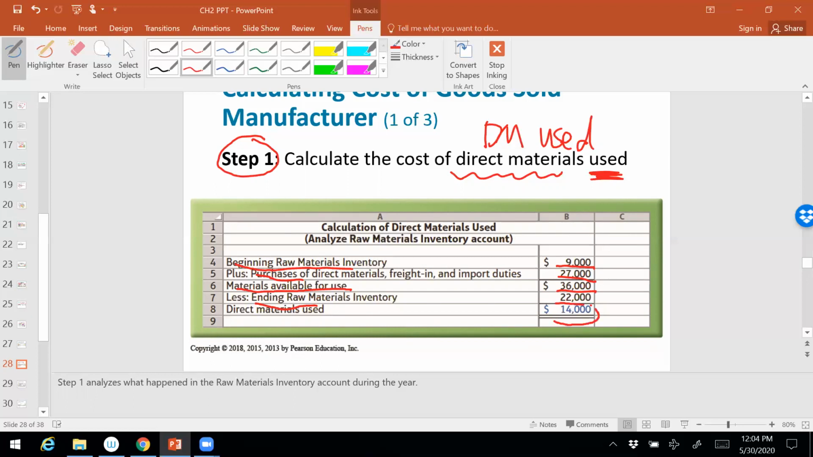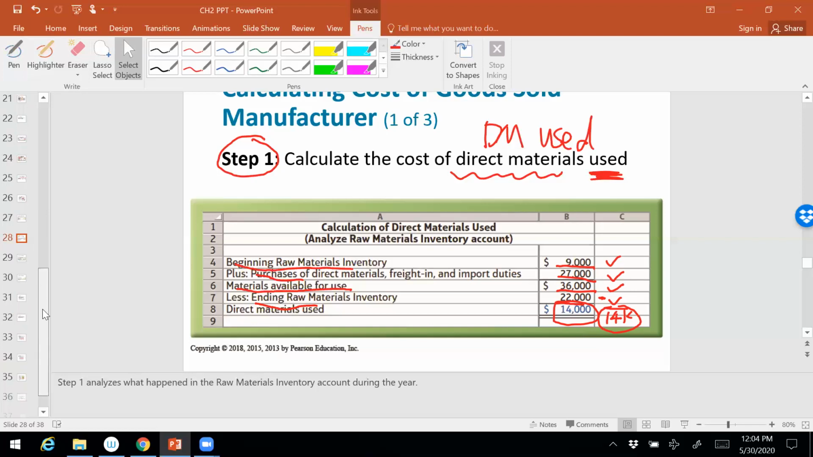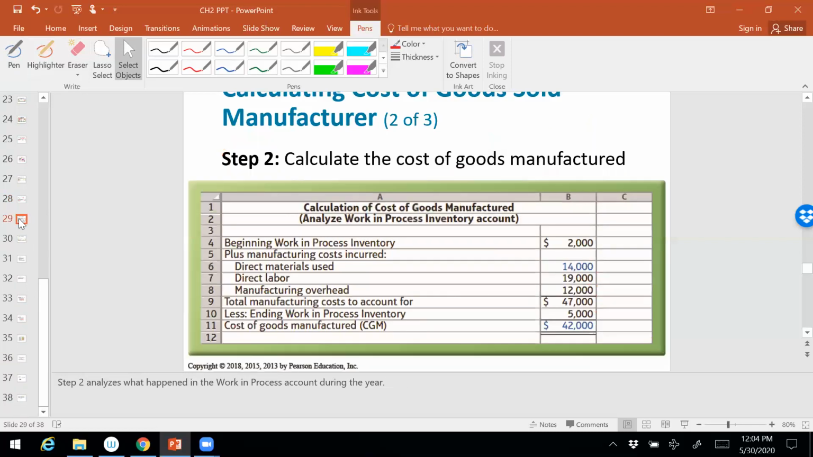So you totally used $14,000 of direct material. Beginning 9,000 plus the purchase equals the available to use 36,000. You still had 22,000 as ending inventory. You subtract that, and you get the material used is $14,000. Remember this number. We used $14,000 for that specific product. Are we done? Not really. We still need to get our direct labor and the manufacturing overhead.